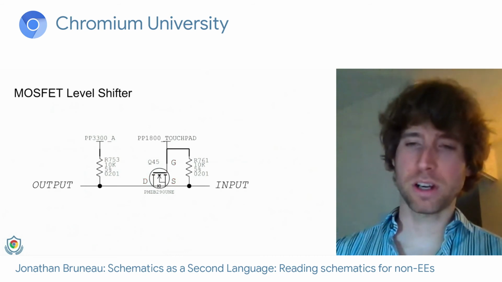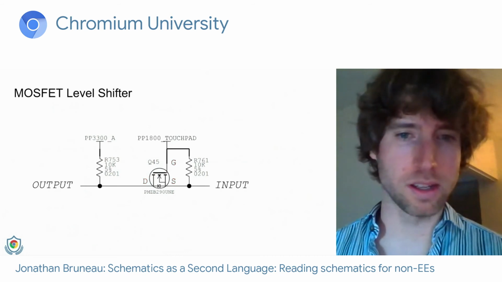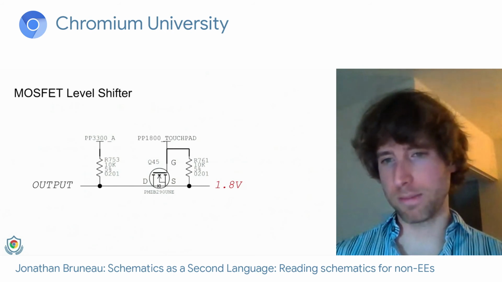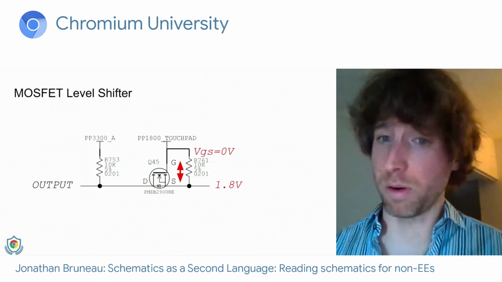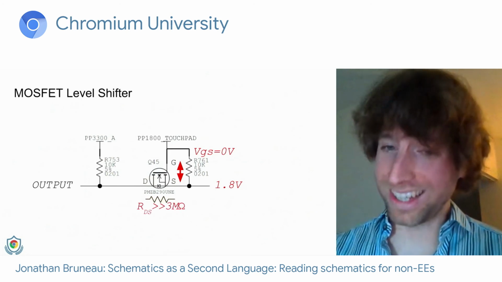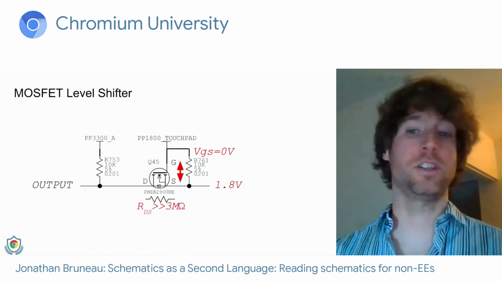Okay, I'm going to call the right side the input and the left side the output. So suppose I make my input 1.8 volts. The gate to source voltage is 0. So our resistance across this transistor is huge.